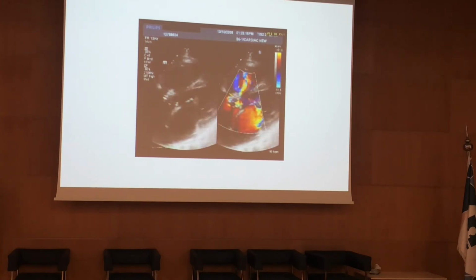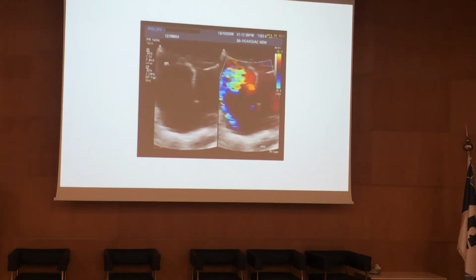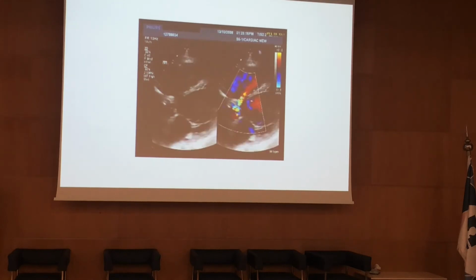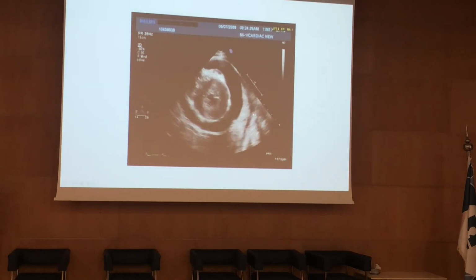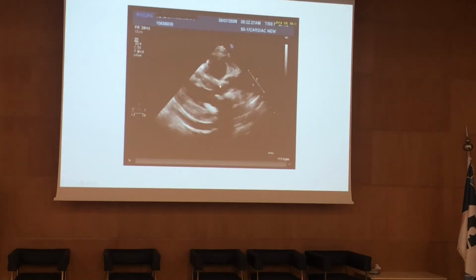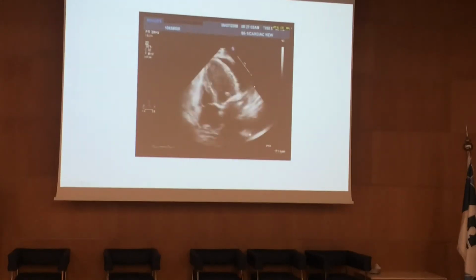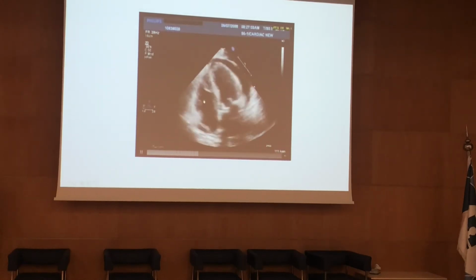Normal echo. Unfortunately, I don't have a good one, but let me go back. Normally you see LV, RV, there is no fusion. This is what you see, and you see the septum here is intact. Here there is a fusion, otherwise nothing abnormal.